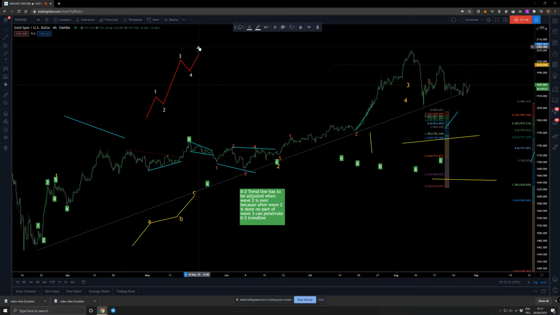So this is what an impulsive wave usually looks like. This is an impulsive wave with an extended third wave. Sometimes you can have a second wave or a fourth wave that, even though it is a retracement, can end higher than the start of the first wave. This is a concept called running corrections. Running corrections can take place on the second wave, on the fourth wave, or on the B wave of a flat or a zigzag.